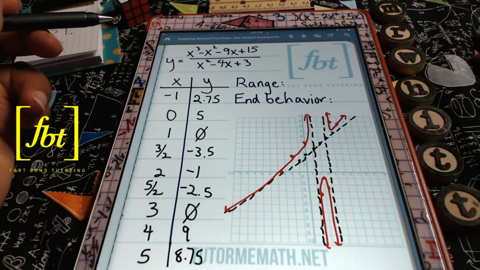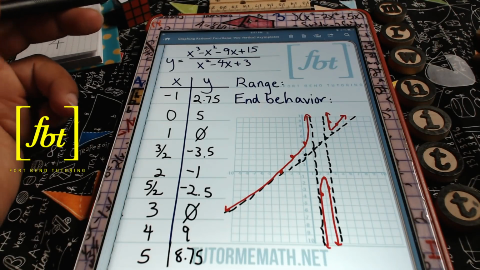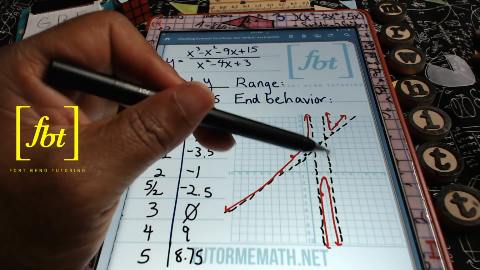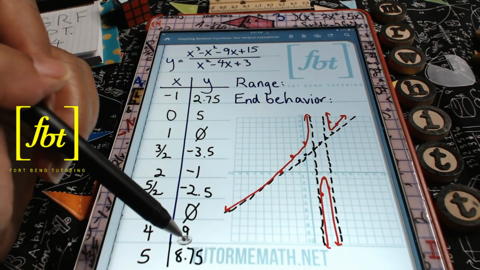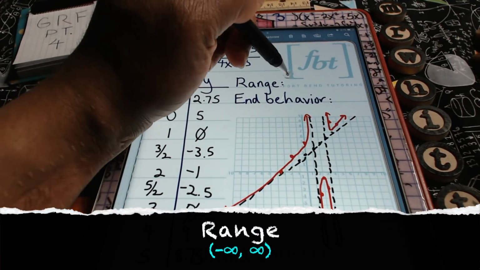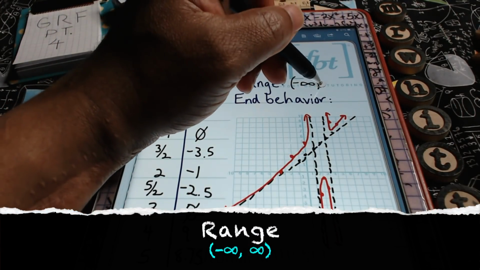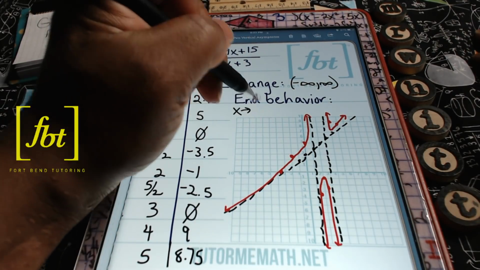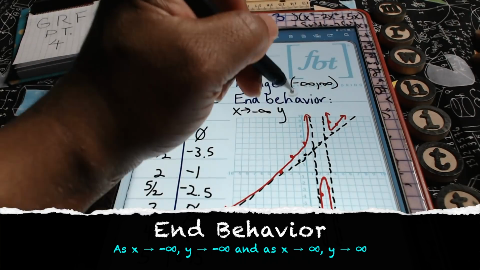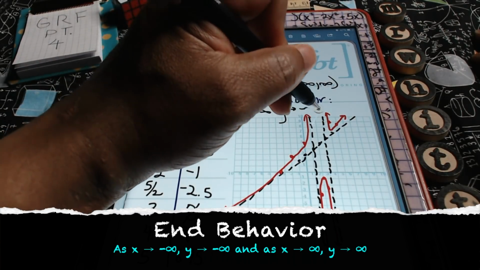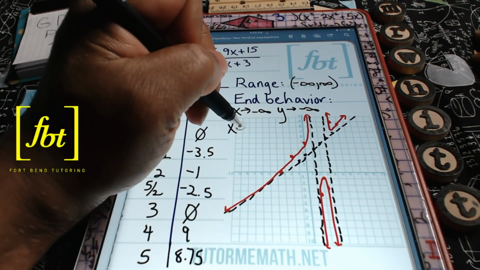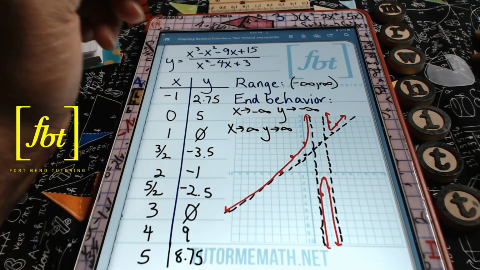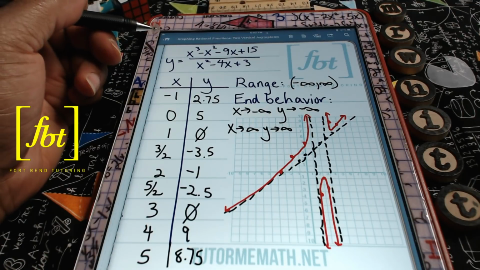Pretty much. And as far as the range is concerned, our range will be from negative infinity to positive infinity. So we don't have to worry about this gap here because eventually that's going to hit every value. So you'll have negative infinity to positive infinity, like so. And for your end behavior, as x approaches negative infinity, y will approach negative infinity. And as x approaches positive infinity, y approaches positive infinity. Okay, and that's going to be your end behavior as well.